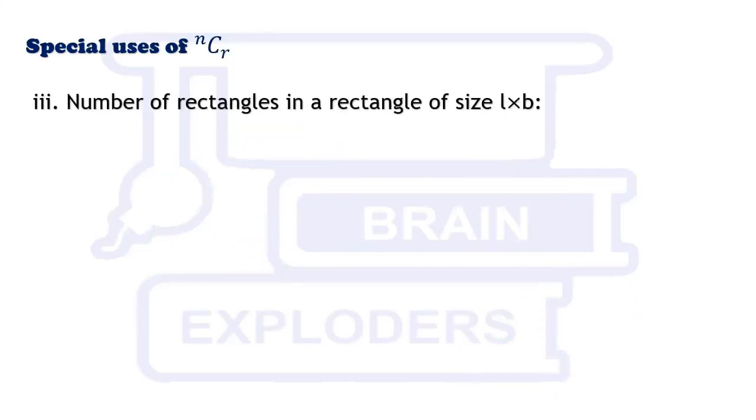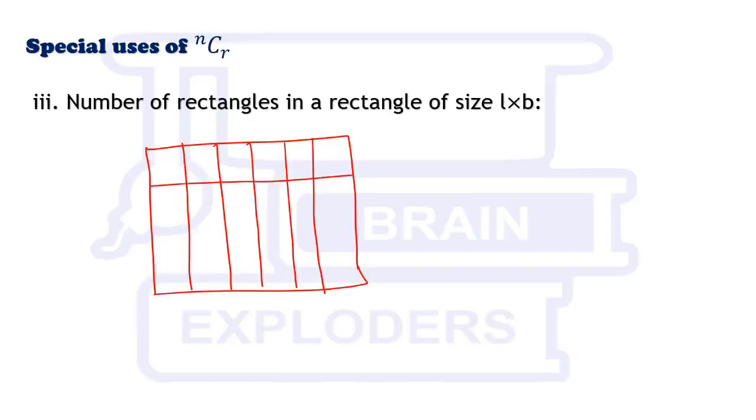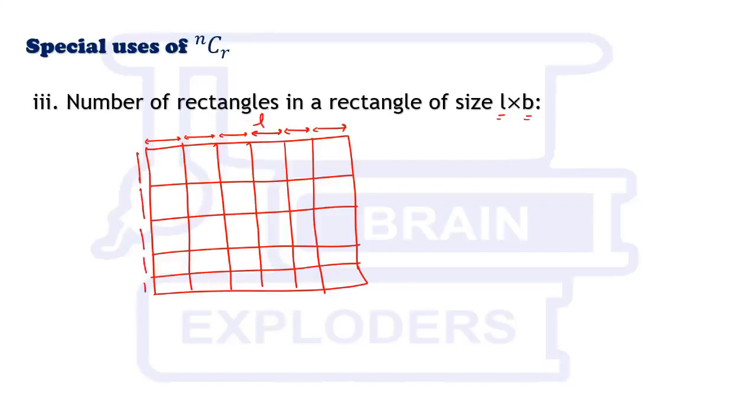Number of rectangles in a rectangle of size L cross B. What the question is asking: say this is a rectangle, and in this rectangle we draw some lines like this, and here its size is L cross B. It means the number of parts in which the length is divided is L, and the number of parts in which the width is divided is B. We have to find the number of rectangles.